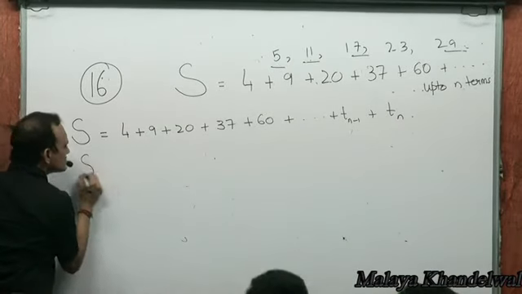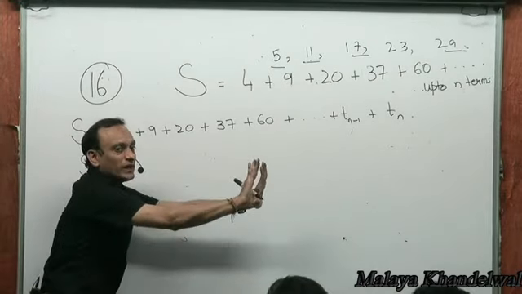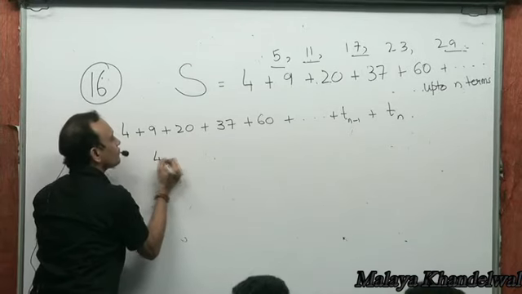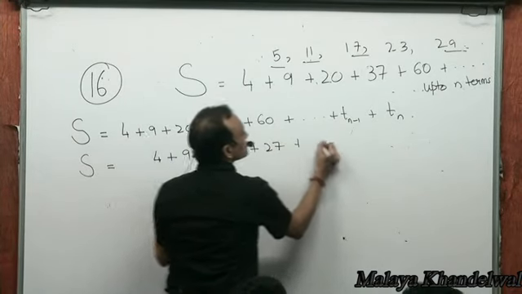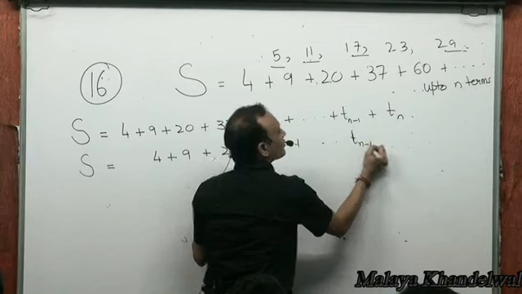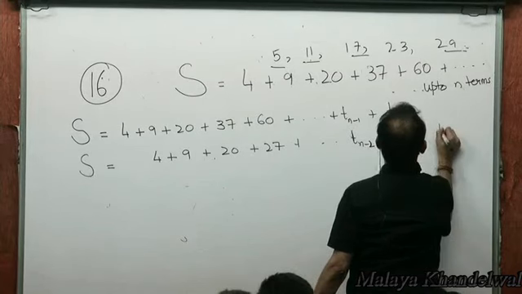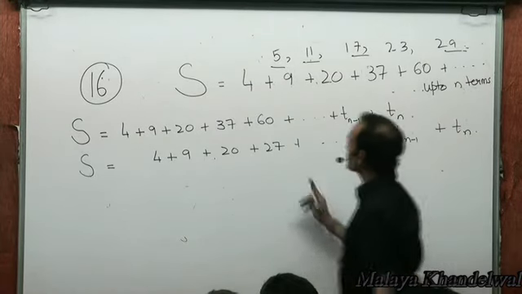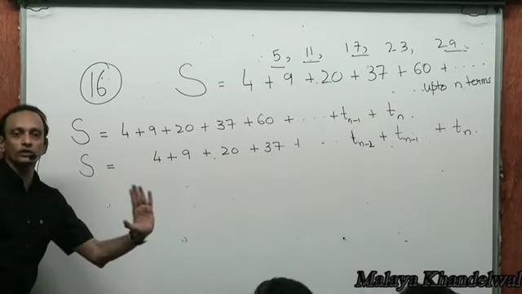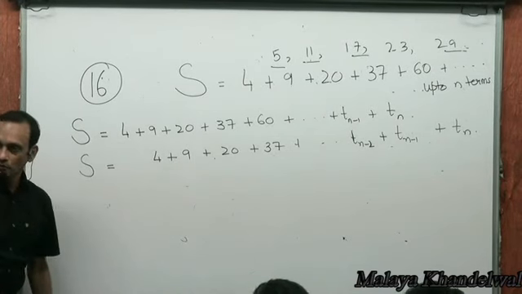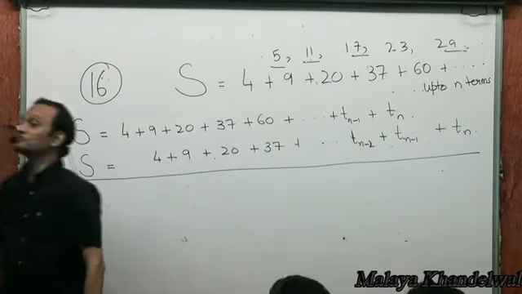I write S by shifting the entire sequence 1 unit to the right. That means I have 4 plus 9 plus 20 plus 27 plus ... minus 2 plus Tn minus 1 plus Tn. Shift the whole thing 1 unit to the right, okay? And then subtract.